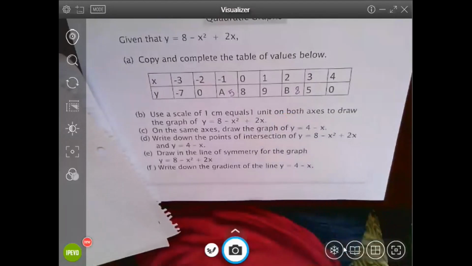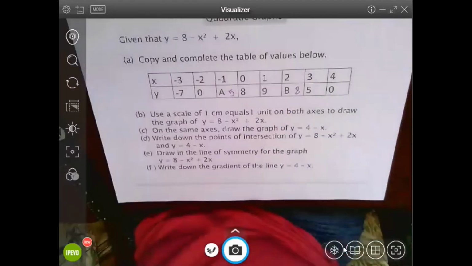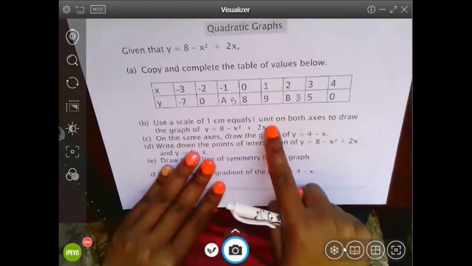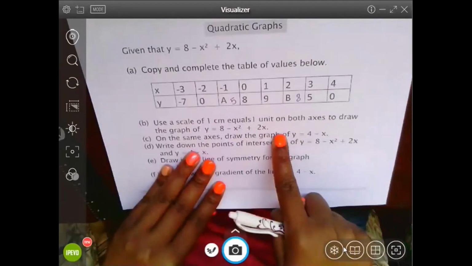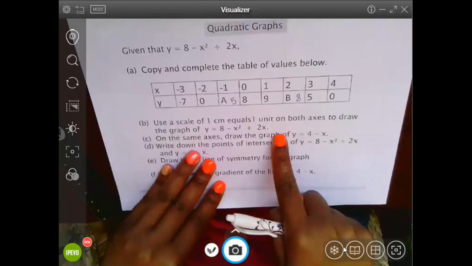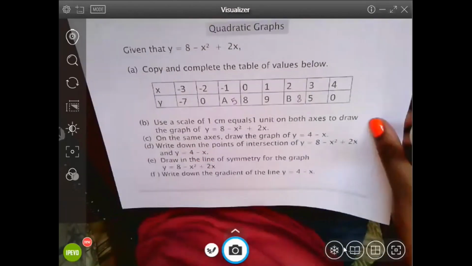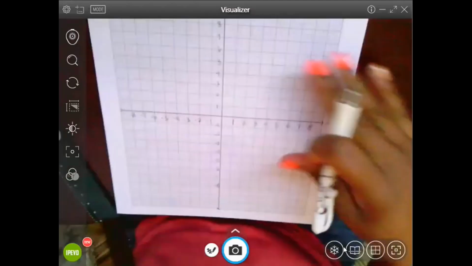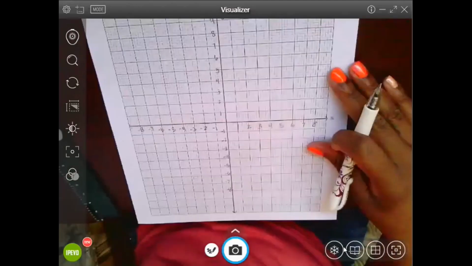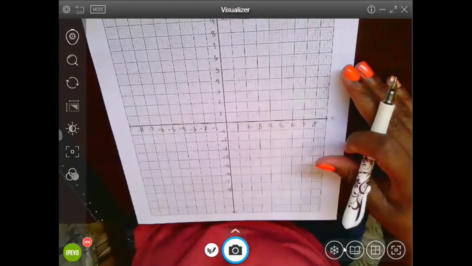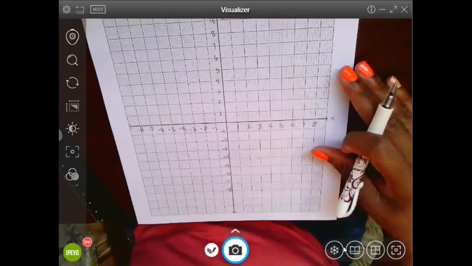Okay, so now that I have that done, the next thing they say to me is use a scale of 1 cm equals 1 unit on both axes to draw the graph. And so I'm going to set up my graph. I know that this one is straightforward. If I look at the values, it's okay if I just put my axes in the middle of the page. And I've already done that, and this is what it's going to look like. And note that I have my table at the top of my graph.